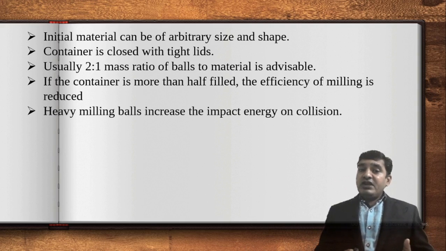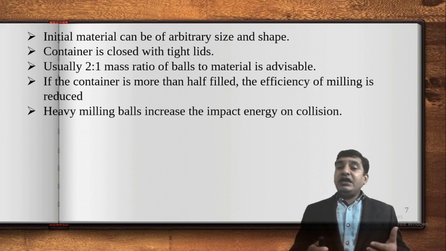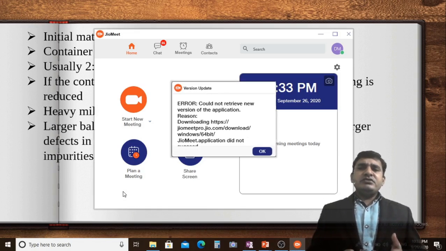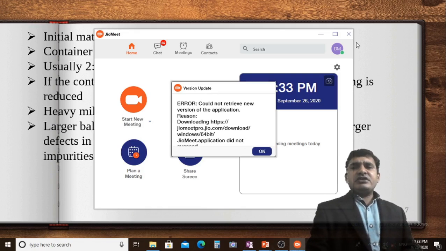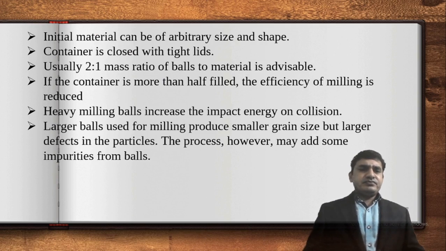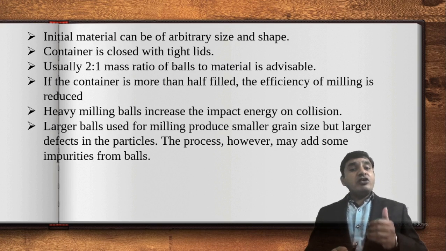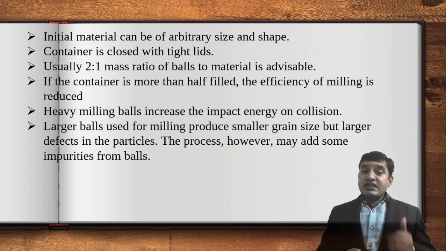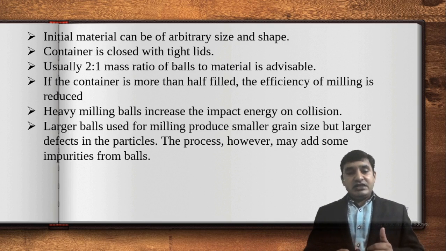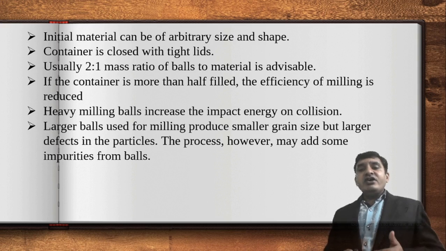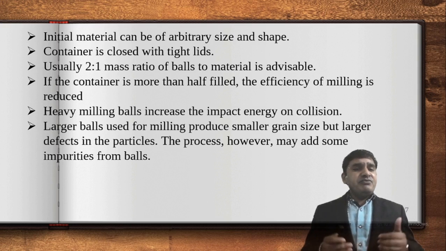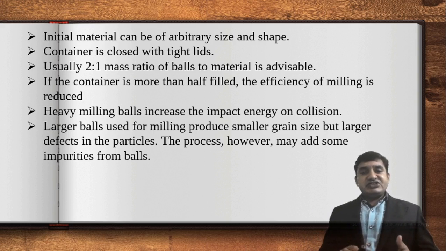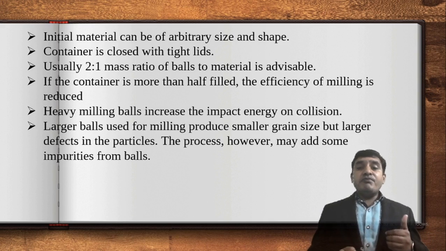Heavy milling balls increase the impact energy of a collision. Larger balls used for milling produce smaller grain size but larger defects in a particle. The process, however, may add some impurity from the balls. The impurities are added due to the balls.